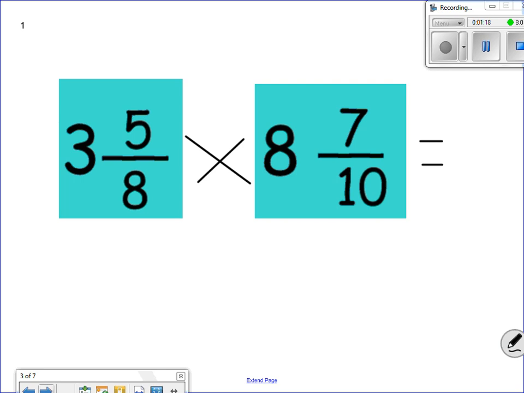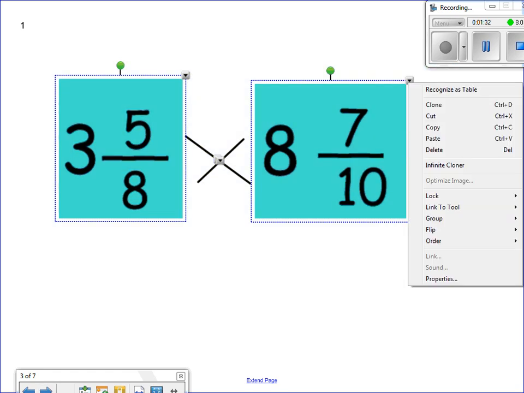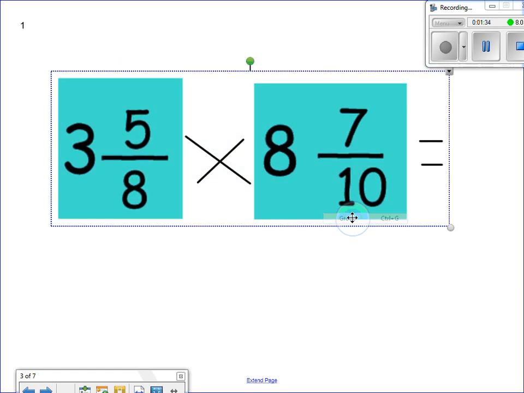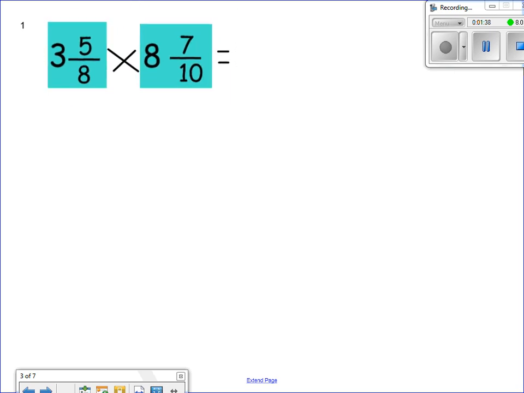This is what I mean by that. Let's say we have this problem, 3 and 5/8 times 8 and 7/10. Some of you are going to want to do this mentally, and I'm going to show you what not to do first, okay? And this is very, very important because some of you love doing things mentally, which is excellent, but sometimes it can get you into some trouble, okay? This is what I mean by that.